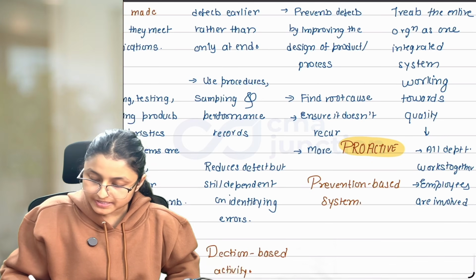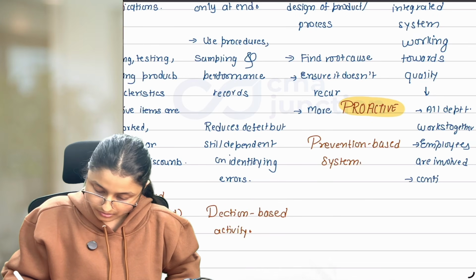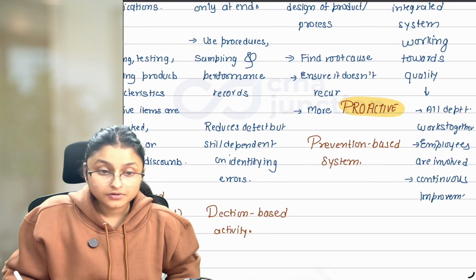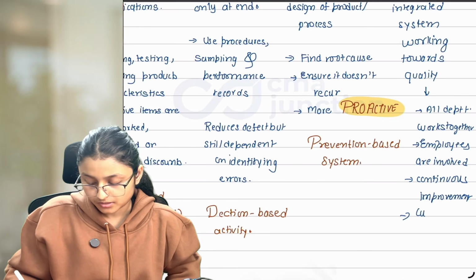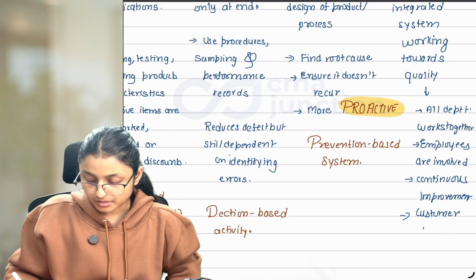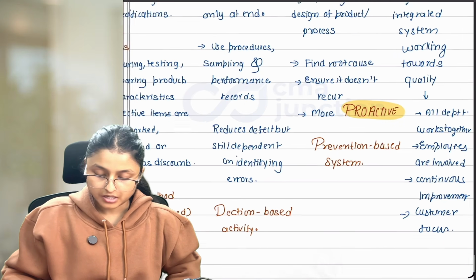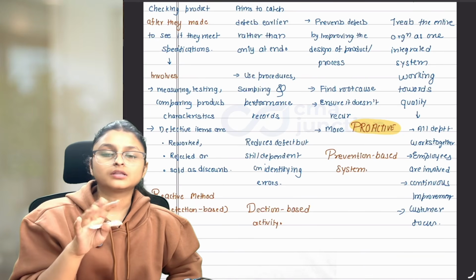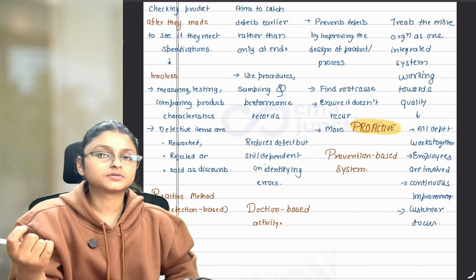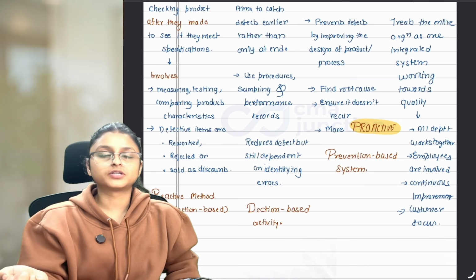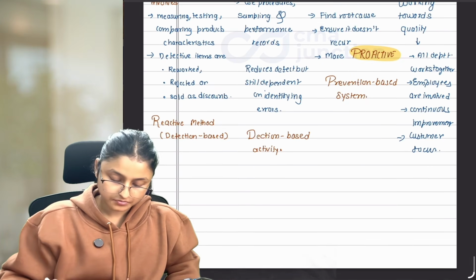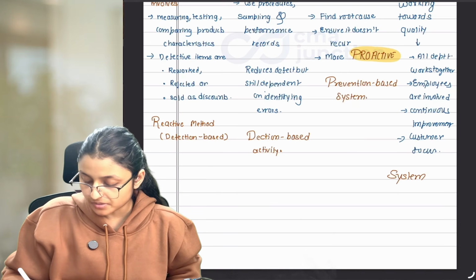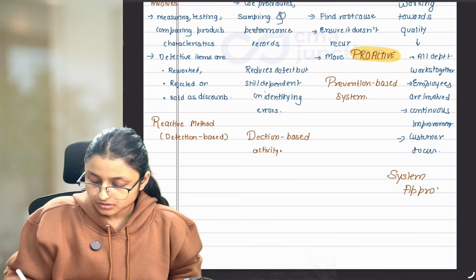Continuous improvement will be there. And it will also focus on the customer. And that is the main thing, that our main focus is not competitors. Our main focus is the customer here. And that we understood in the starting also, right? That quality focuses on customer. Differentiation focuses on competitors. Quality focuses on customer. This is a system approach. The whole system works towards achieving quality.